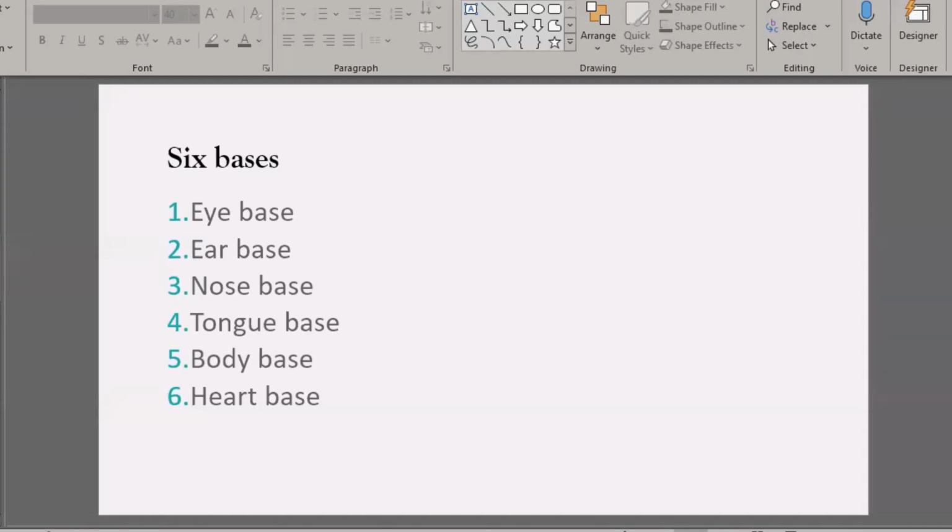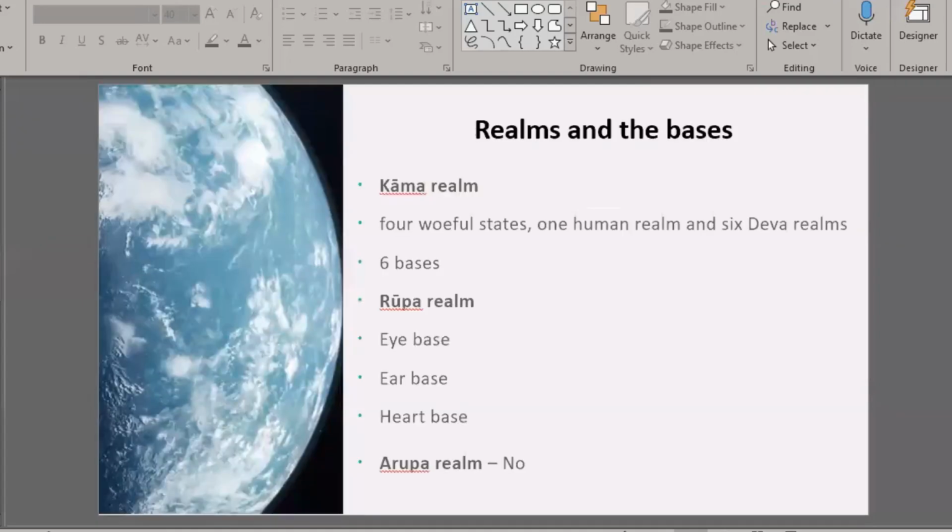Okay. Now let's move into the realms and the bases. We usually classify 3 realms: Kama realm, the sensuous realm; Rupa realm, the fine materiality; and Arupa realm, without Rupa, without materiality, the immaterial realm. Kama realm means 4 woeful states, 1 human realm, and 6 Deva realms, altogether 11.